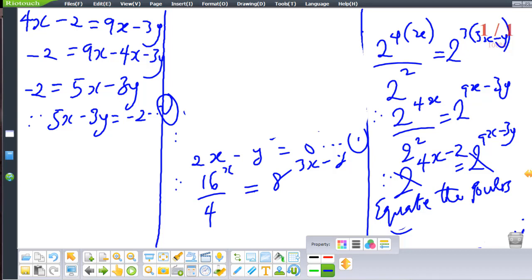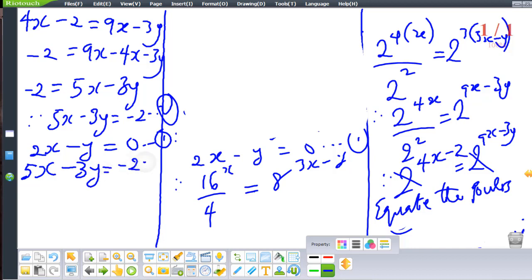Simple. So if you note now, we are back to a simultaneous equation. Initially it was an indices problem, but now we've actually solved it down. We've simplified it further to give us a simultaneous equation. And then we have the two equations: 2x minus y equals 0, which was our equation 1, and 5x minus 3y equals minus 2, which is our equation 2. So on this basis, we could use any method: graphical method, elimination method, or substitution method. But let's use the substitution method since we have an unknown variable with a coefficient of 1.